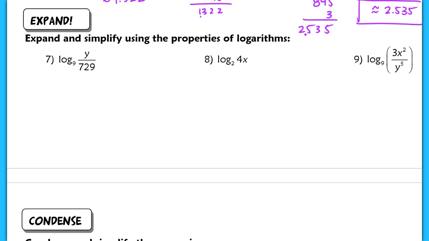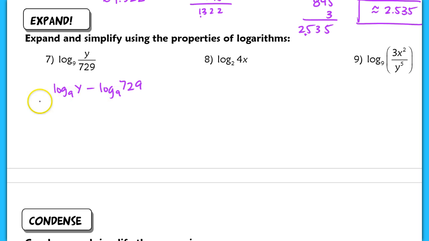The next type of problems that you'll be asked to do from this section is to expand and simplify using your log properties. So we're just going to keep practicing using our properties. Now here I have log base 9 of y over 729. If I want to rewrite this, this would be log base 9 of y minus log base 9 of 729.